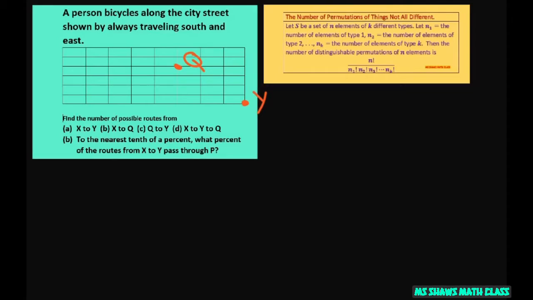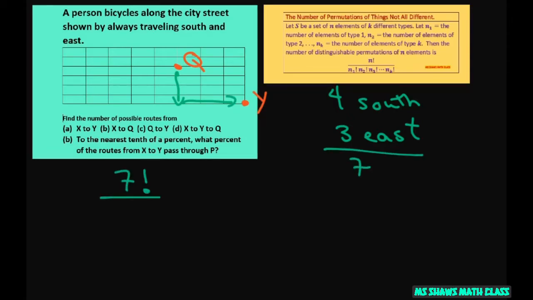The next one's Q to Y. For that one, we're going 4 south, and then we're going 3 east. So let's write that down. 4 south, 3 east. So that's a total of 7. So it's going to be 7 factorial divided by 4 factorial times 3 factorial. That equals 35 routes.